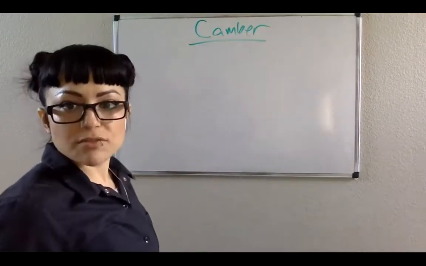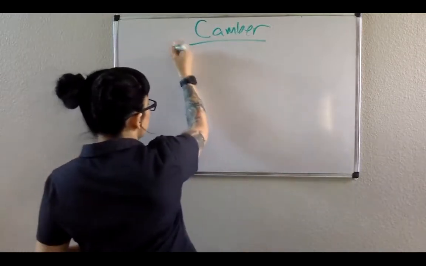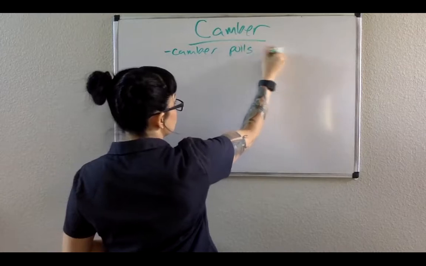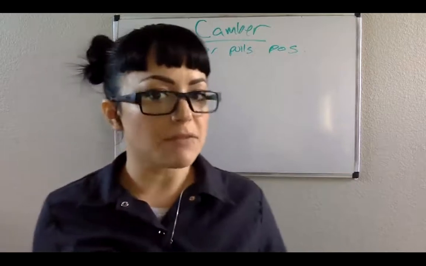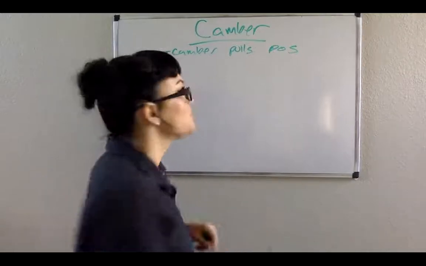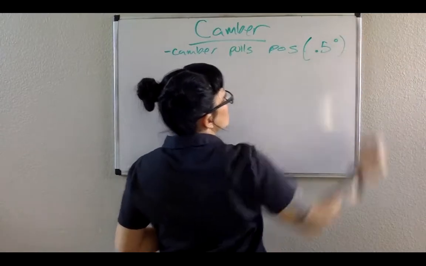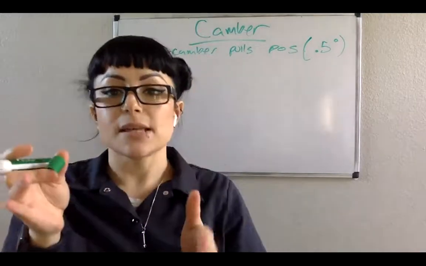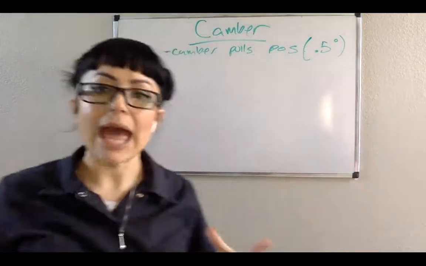So, first things first, let's talk about camber pulling. Camber pulls positive. That's what you want to remember. And what that means is the number doesn't have to be positive. It just needs to be more positive than the other side. And by how much? It is exactly half a degree. So 30 minutes, or half a degree, of camber difference from side to side is all you need to create a pull or a slight drift. And the more of a difference we have, the worse it gets.